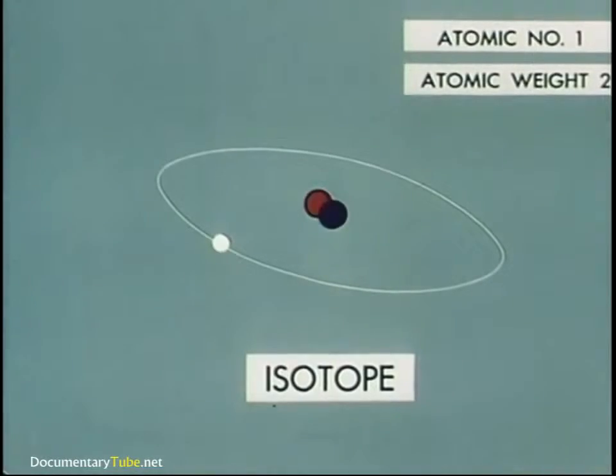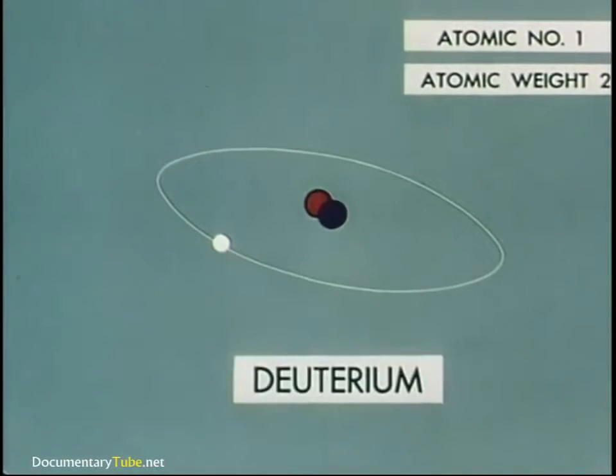For example, adding this neutron to a standard atom of hydrogen would produce this isotope of hydrogen known as deuterium. This is the hydrogen in heavy water. Adding another neutron produces a third hydrogen isotope called tritium.